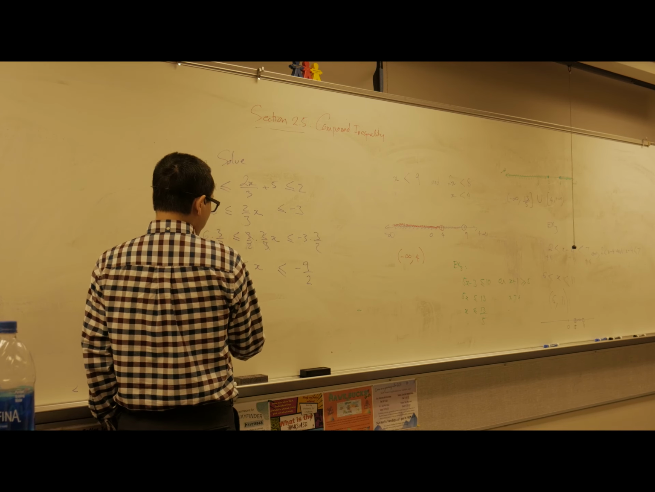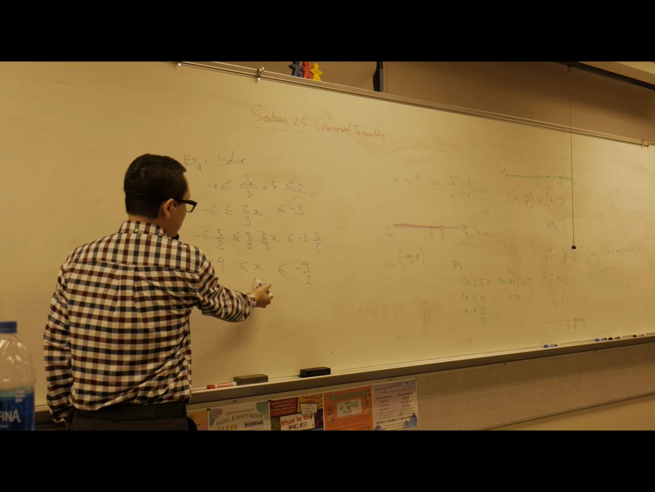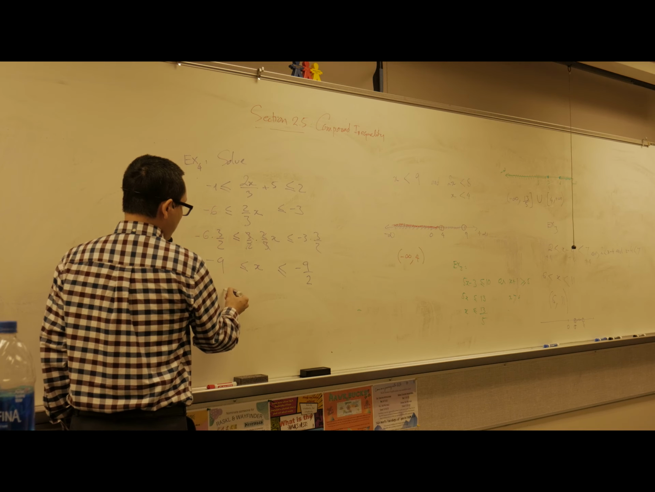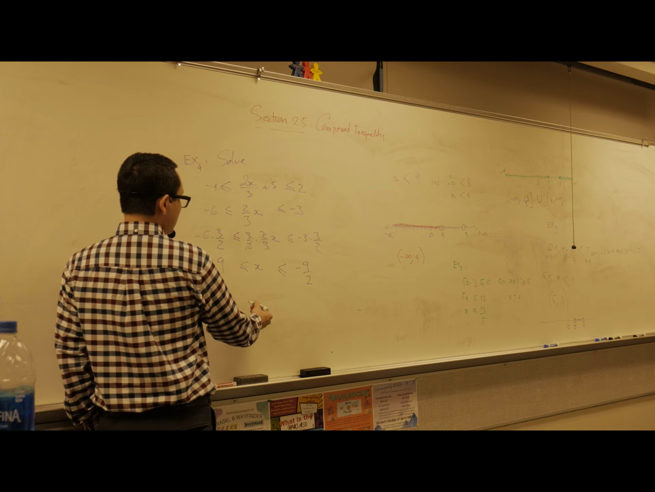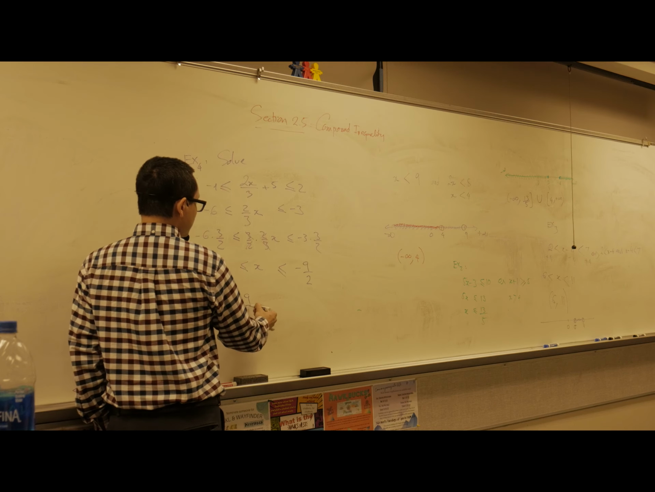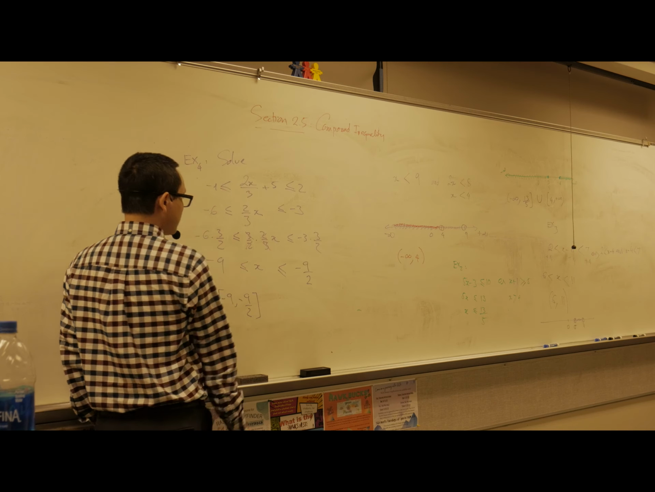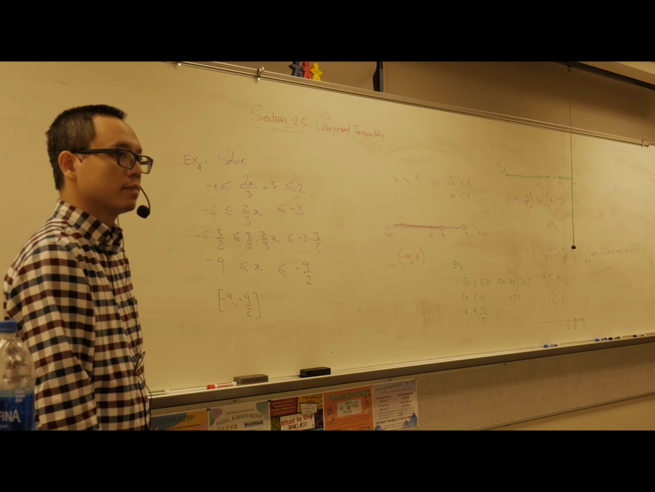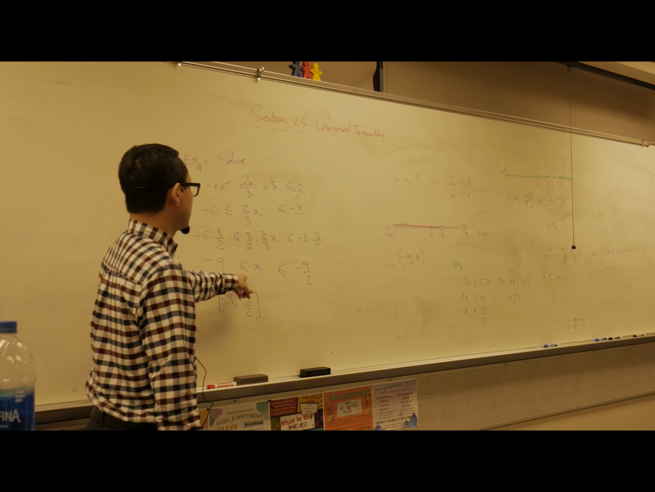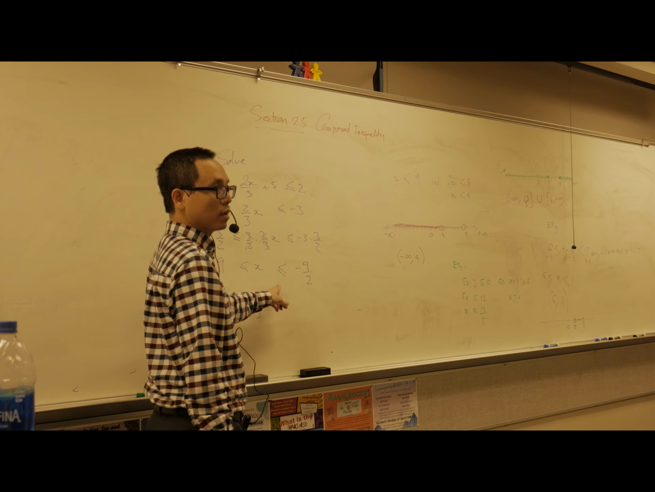So interval notation for this, because you already have x, will be bracket, negative 9, comma, negative 9 over 2, bracket. The reason we use brackets is because of the equal sign.